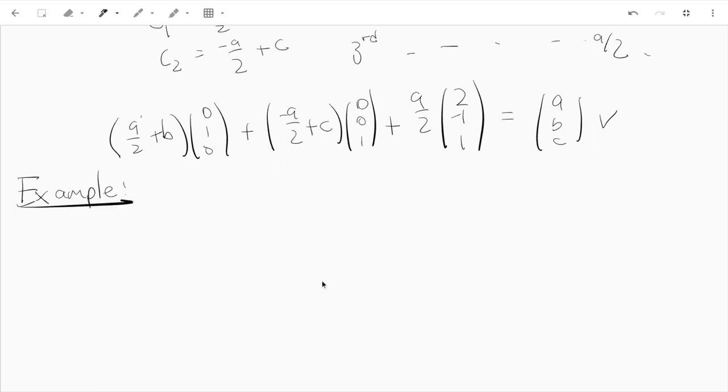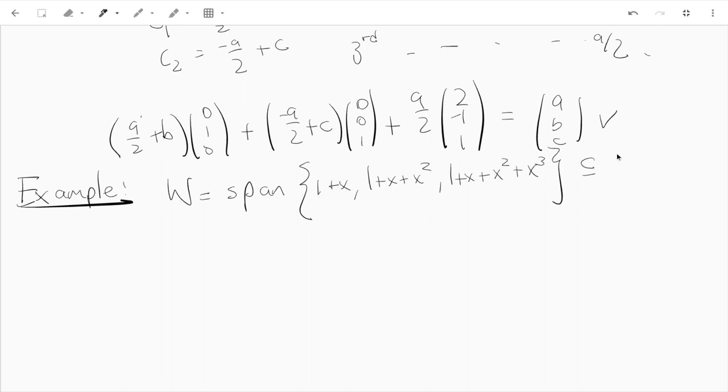My vector space W is going to be the span of some polynomials. Maybe I'll have 1 plus x plus x squared, and 1 plus x plus x squared plus x cubed. And then this is sitting inside the polynomials with real coefficients.